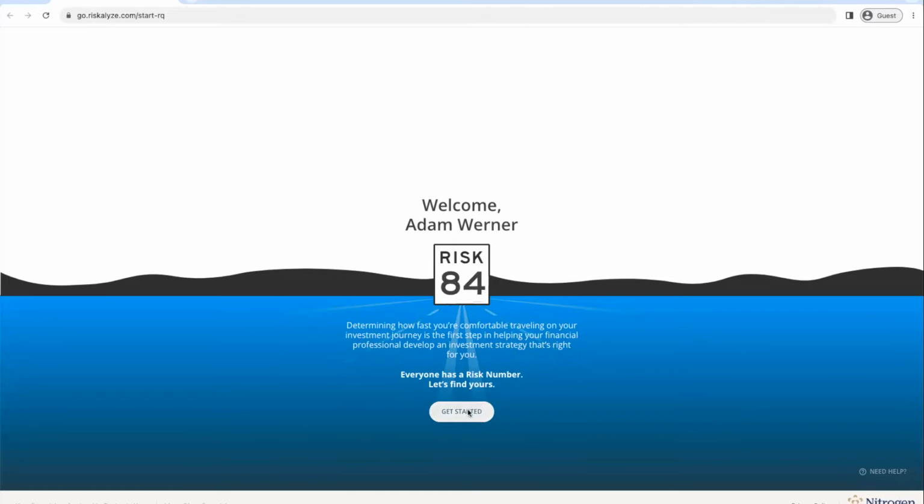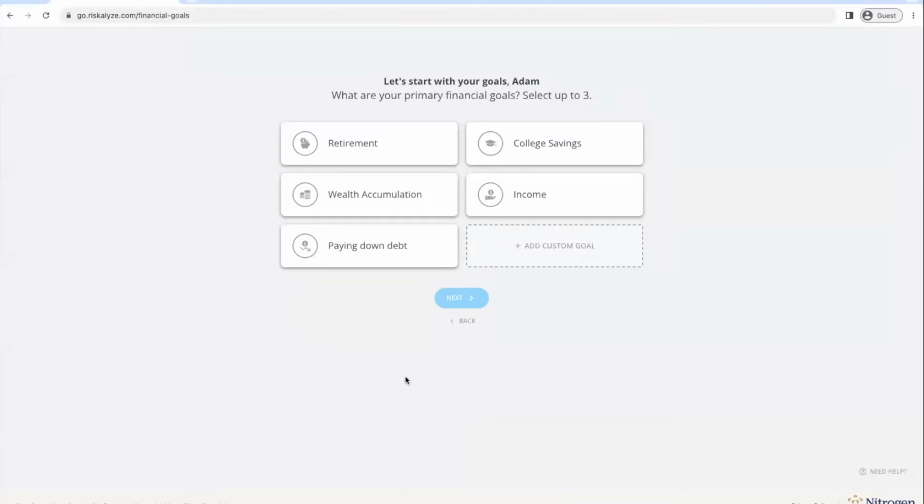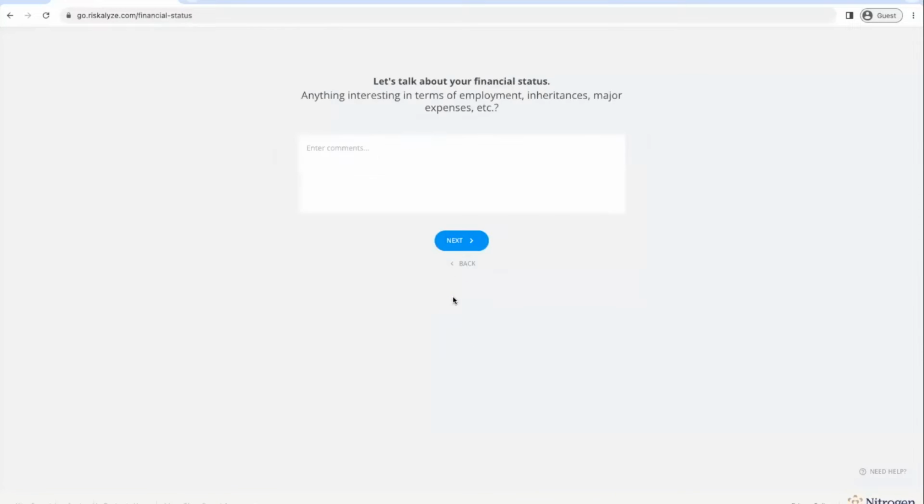So we click this Get Started button, and it's going to give you an option here to select some financial goals right off the bat. You only have to choose one, but you can choose up to three. You can add your own custom goal in here as well. I'm going to choose retirement for our purposes. I think that's oftentimes where people find us most frequently, is around retirement. So let's go with that.